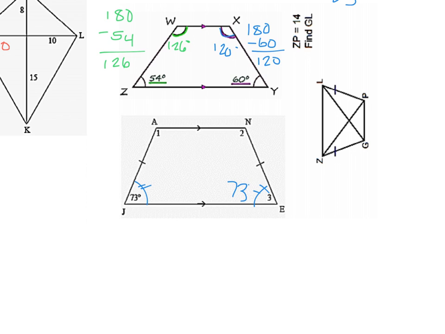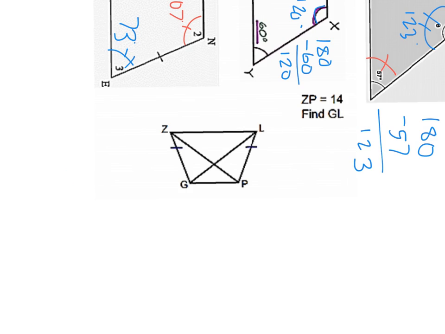Alright, so the first thing that I did is remember that the base angles in an isosceles trapezoid are congruent, so therefore the missing angle number 3 should also be 73. Next, I remembered that the consecutive angles between the bases add up to 180, so I did 180 minus 73, which gives me 107 for both of them.